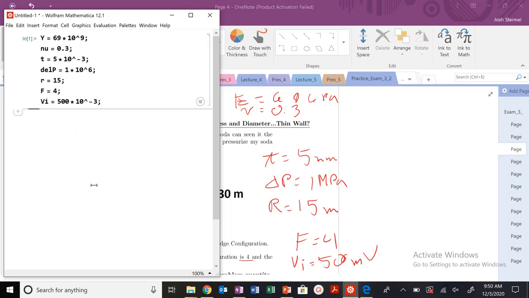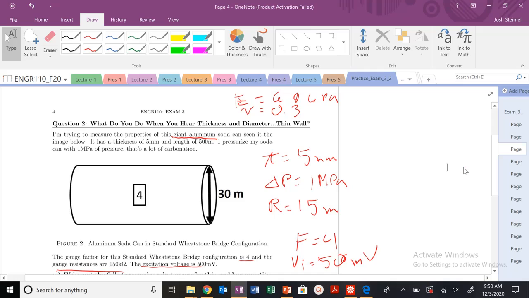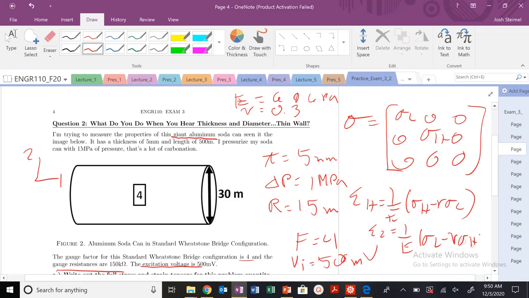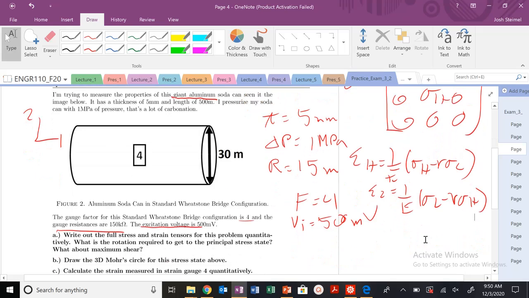First thing, if I hear diameter and thickness, or radius and thickness, R over T greater than 10, I know I'm in a thin walled pressure vessel. If I know that, I know my stress tensor. If I line my coordinate system like this, 1, 2, my stress tensor will be sigma L, sigma hoop, and zeros elsewhere. I know that my hoop strain is equal to 1 over E times sigma H minus nu sigma L. My longitudinal strain is equal to 1 over E times sigma L minus nu sigma H. So I can always write down those values.